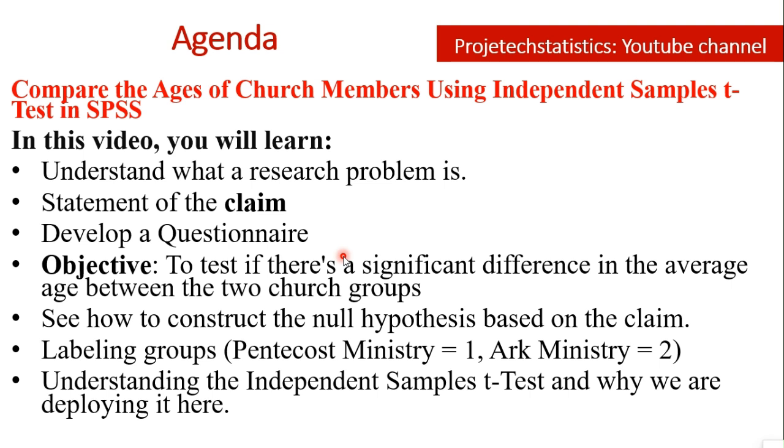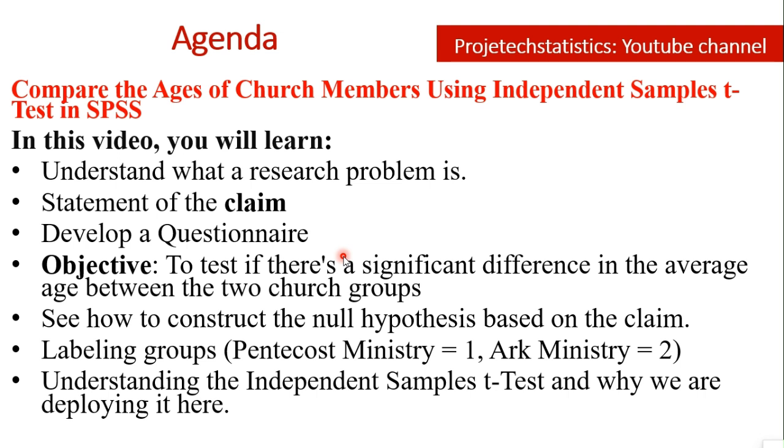We're going to understand what a research problem is. Then we also talk about the statement of the claim that we saw in the situation we raised in the research. Then we develop a questionnaire. How do you go about developing a questionnaire when you have seen your research problem and the claim? And also I talk about the objective, which is to test if there is a significant difference in the average age between the two church groups.